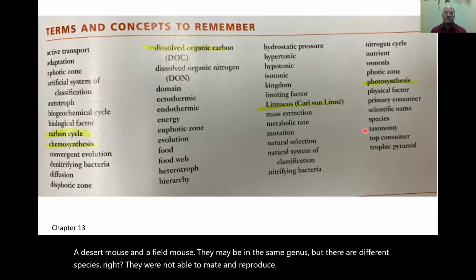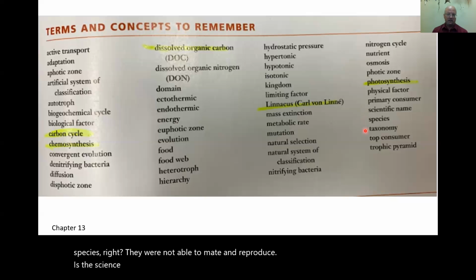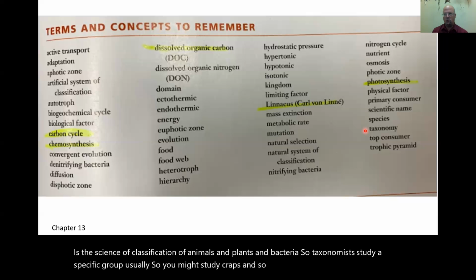Taxonomy is the science of classification of animals and plants and bacteria. So taxonomists study a specific group usually. So you might study crabs. And so you know a lot about crabs, you know how they're identified, how they're classified, how they're related.